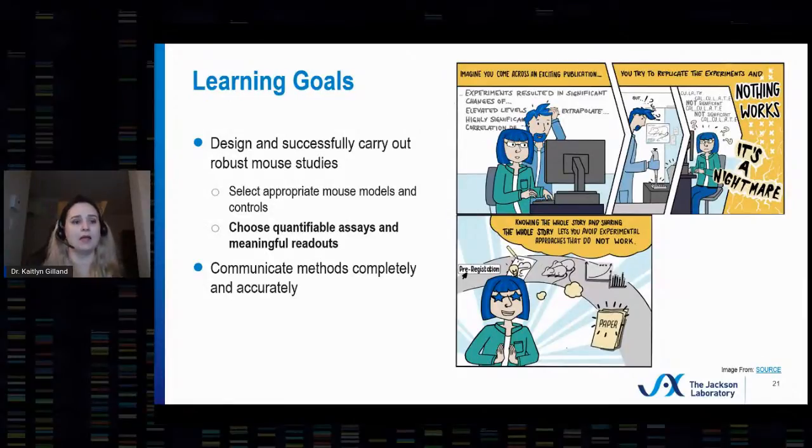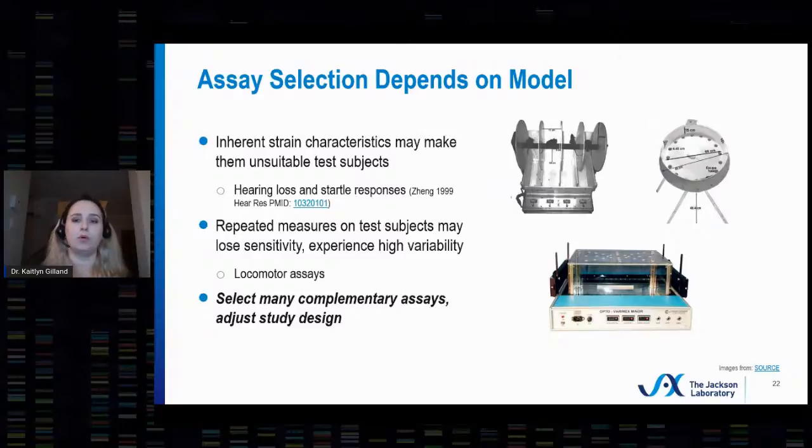I want to come back to this slide and move on and talk about choosing quantifiable assays and meaningful readouts. It's really important to consider which assays are going to be better for testing certain models. For example, if a strain is known to go deaf over time, you wouldn't want to use them to assay startle responses because they're not going to be able to hear those tones.